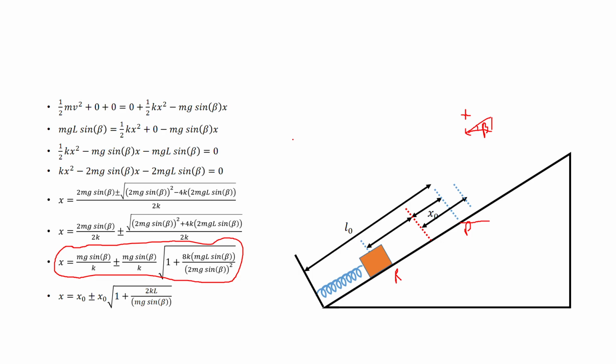So finally we obtain x equals x naught plus minus x naught root under 1 plus 2kl upon mg sine beta. And notice that because this block will oscillate about its equilibrium position x naught, this value is our amplitude A.